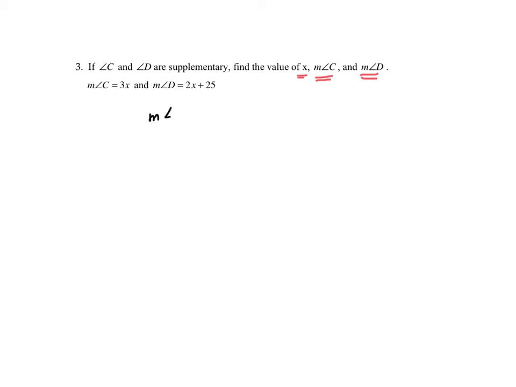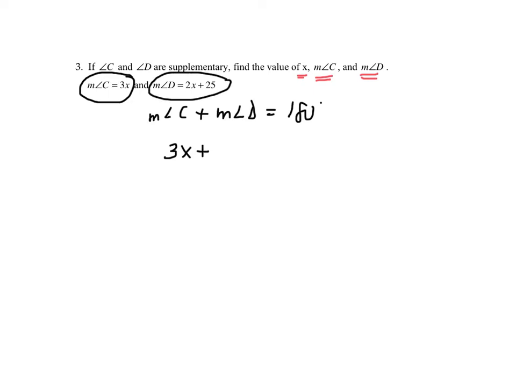So that means that the measure of angle C plus the measure of angle D is equal to 180 degrees. So next, use the substitution property and replace the measure of angle C with 3x. Take out the measure of angle C, put 3x in its place. Take out the measure of angle D and replace it with 2x plus 25. And we have our new equation. So that equation says 3x plus 2x plus 25 is equal to 180.